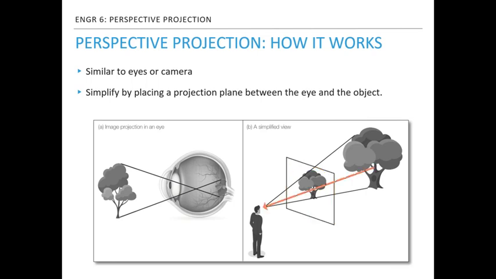If you connect a line between your eye and a point on the object, the intersection point of the line of sight with the plane is the image of the particular point of the object. This is illustrated in the figure on the right.